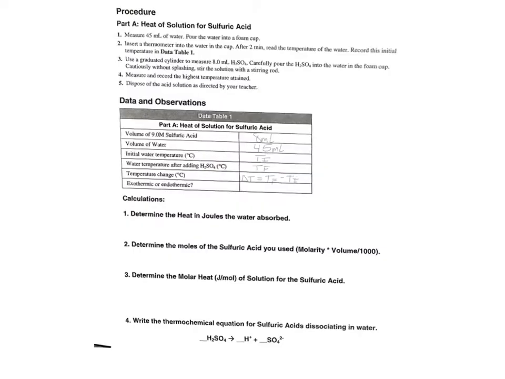In the data table, make sure that when you're calculating the temperature change, you are subtracting the final temperature at the end of the experiment from the initial temperature. Make sure to notice the positive or negative sign on your calculator when you're doing final minus initial. If you have a negative sign, that means the temperature went down or the experiment felt cold. You can decide if that's endothermic or exothermic.